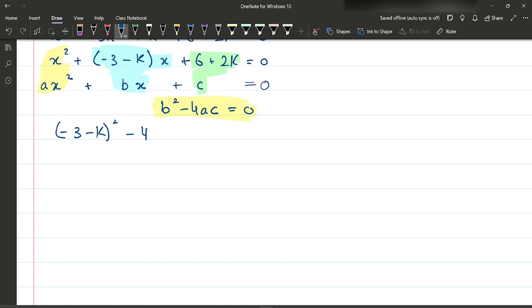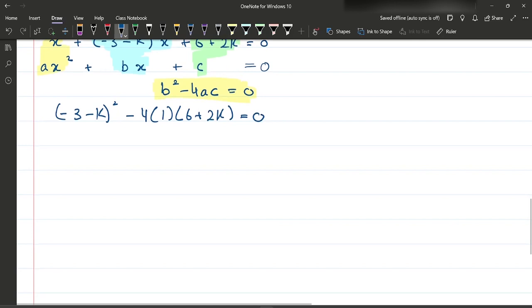b is equal to minus 3 minus k, a is equal to 1, c is equal to 6 plus 2k. Okay, so that's 1, and 6 plus 2k equals 0. Make sure you get the sign right. So here we get 9 plus 3 times 2, that's 6k, then plus k squared. This is minus 24 minus 8k equals 0.